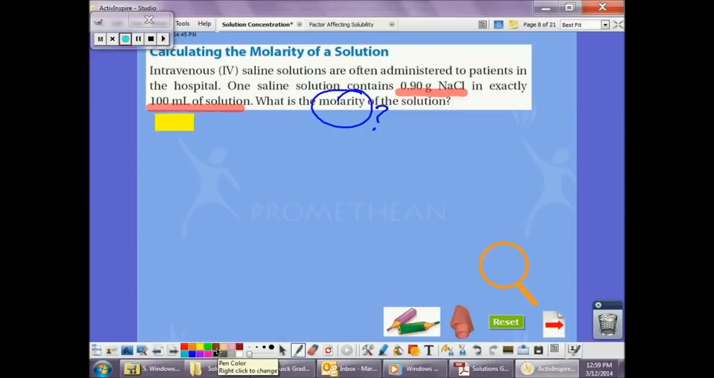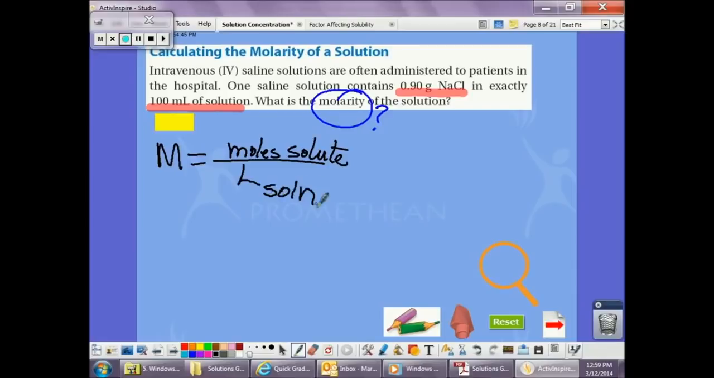The first thing I will write down on my paper is my formula. So I would write molarity equals what? Moles of solute over liter solution, subscript SOLN. Therefore, molarity equals, what is the moles of my solute?